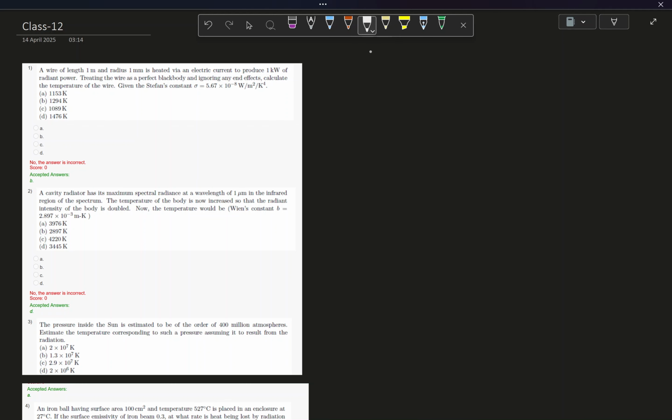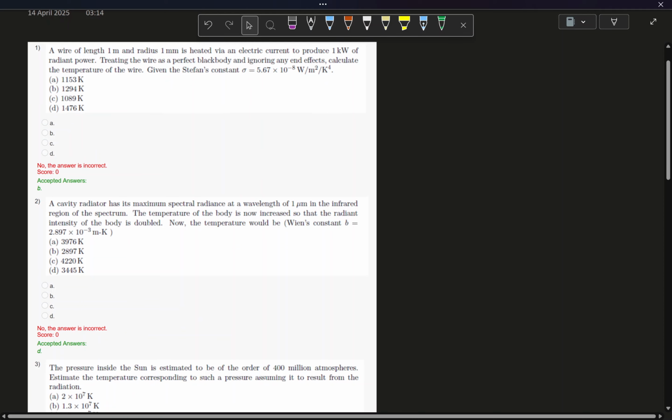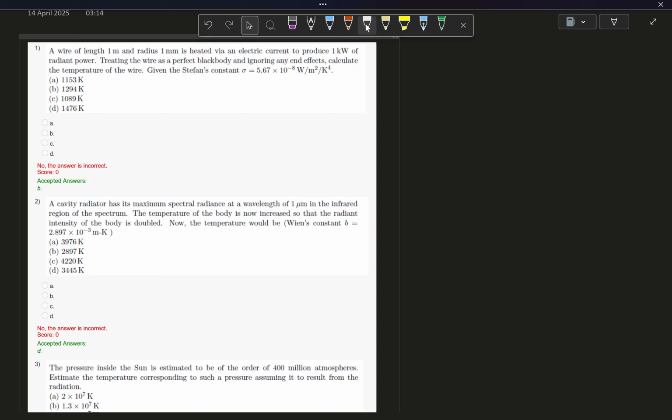So let us start. The first question is: a wire of length 1 meter and radius 1 millimeter is heated via an electric current to provide 1 kilowatt of radiant power. Treating the wire as a perfect black body and ignoring any side effects, calculate the temperature of the wire, given the Stefan's constant sigma value.